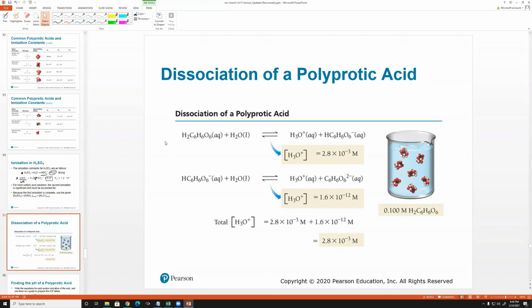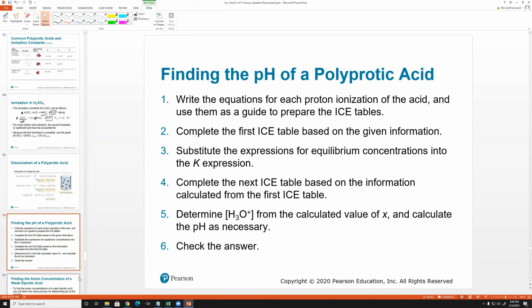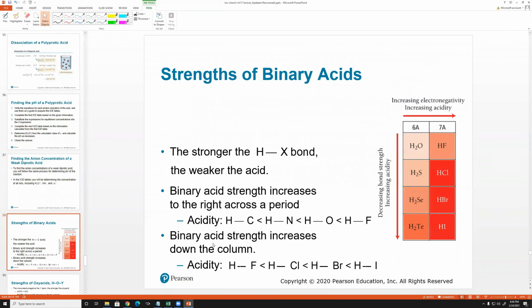All you do is you solve two ICE charts and you add up the H3O+ concentrations for each one, and you take the negative log of that to find the pH. So, here are the rules on how to do that. Very simple. And I will go over some homework problems in the next video that I cover with this.